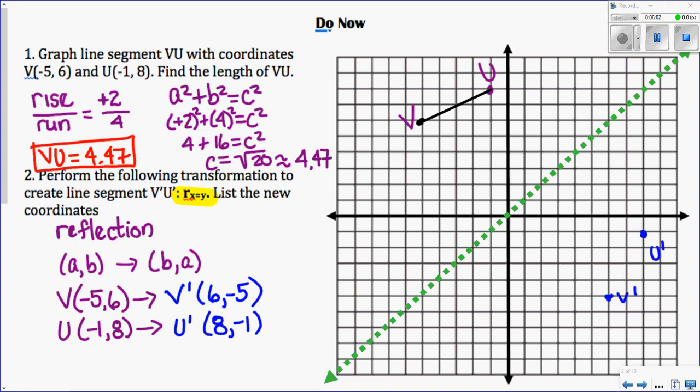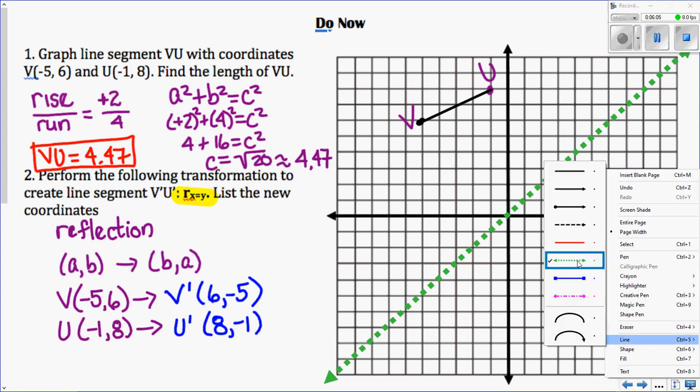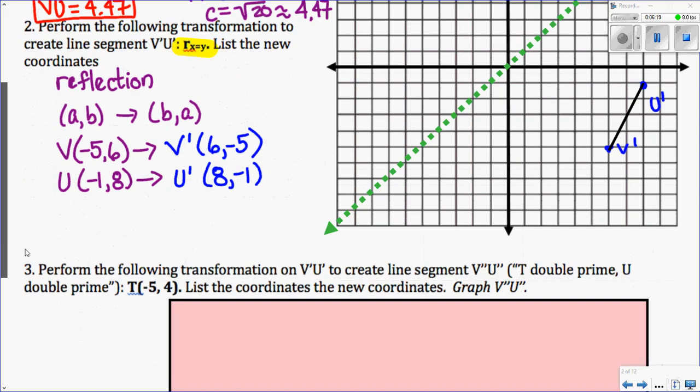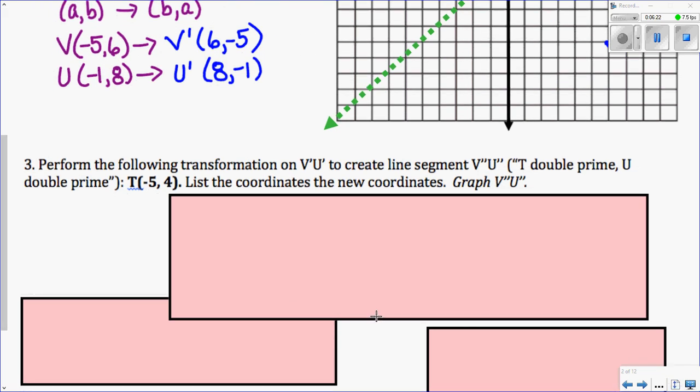And then I use my line for this. I should say segment because it's only a segment. And there, I got my image. Pre-image, image.